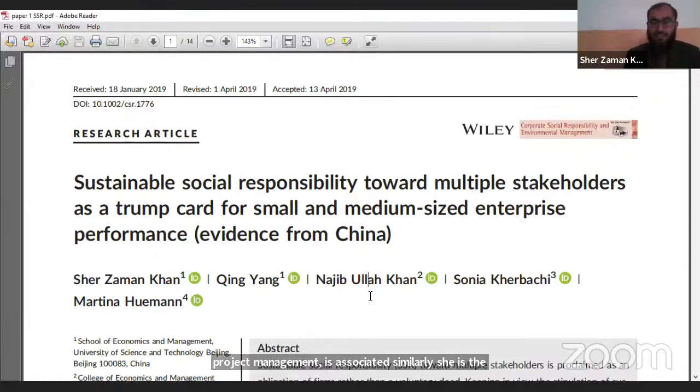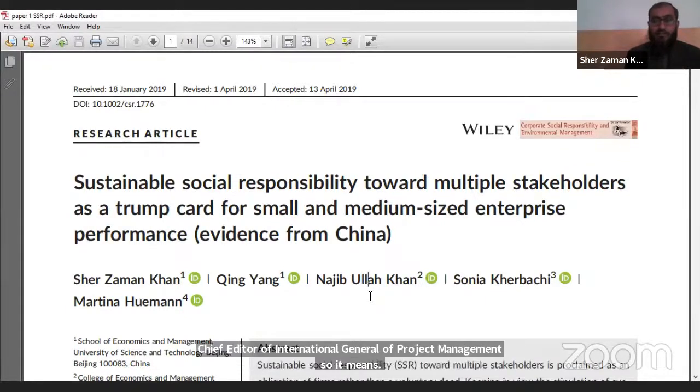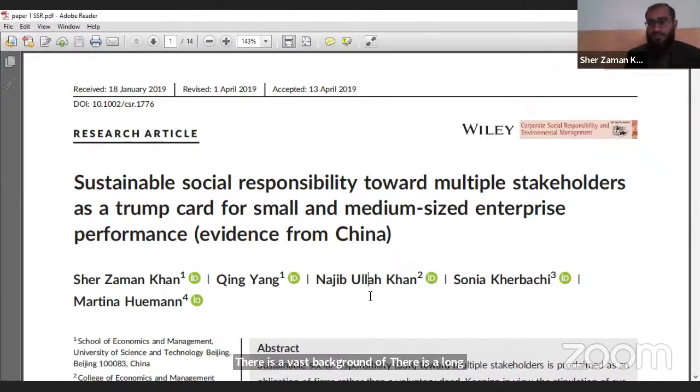So it means there is a vast background, a long list of authors, which brings authenticity and validity to the findings of your research. Earlier, in the last 5 to 10 years, there was a concept that when you increase the number of authors, it makes a mess, or it is not a good sign.